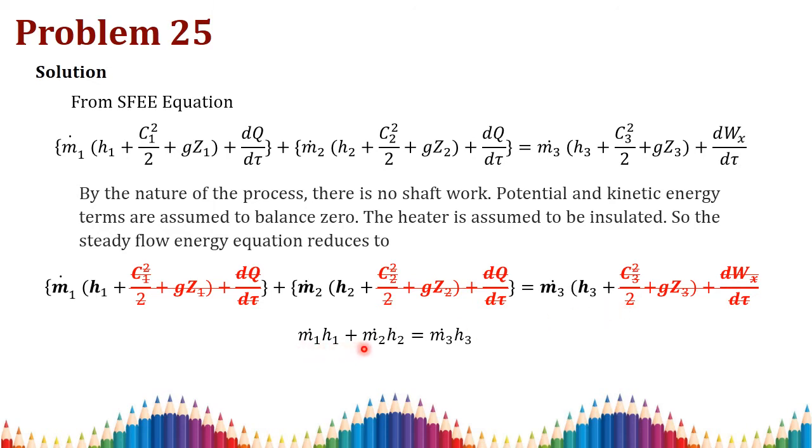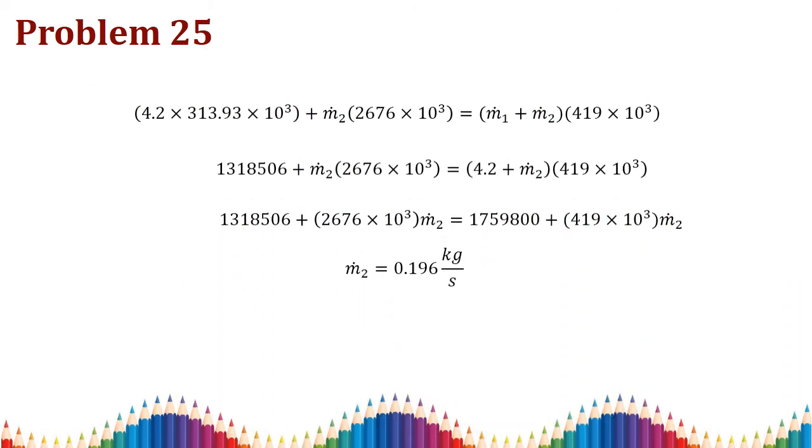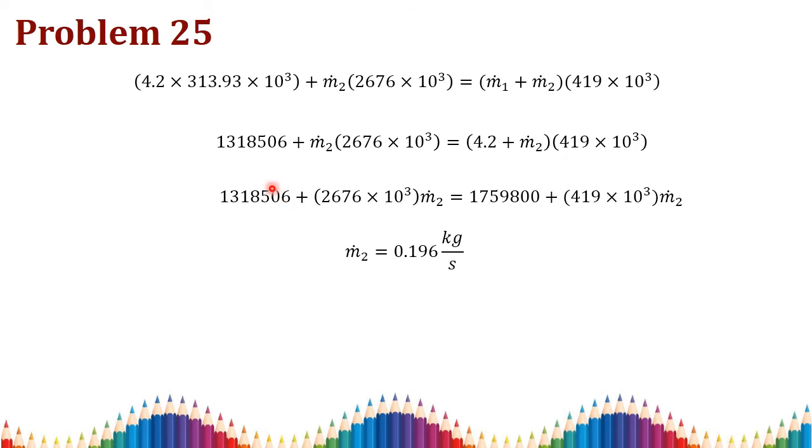Neglecting all these terms, your equation becomes m dot 1 h1 plus m dot 2 h2 equals m dot 3 h3. Then you substitute all the values in SI units, and you will get m2 as 0.196 kilogram per second. Pressure is in Newton per meter square, but here there is no pressure term, so we need not worry about it. Here the only term is enthalpy, substituted in joule per kilogram, and you get the mass flow rate as 0.196 kilogram per second.